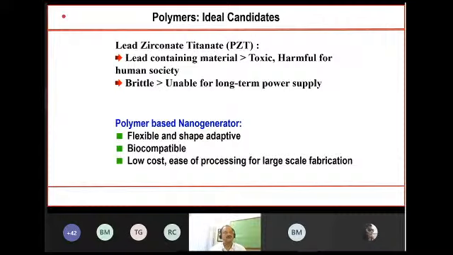So long-term power supply is one of the limitations here. Another limitation is that since it contains lead, it is very toxic and harmful for human society and the ecosystem. So the European Commission has almost banned PZT for commercial use. So we have to think about alternative materials as well.